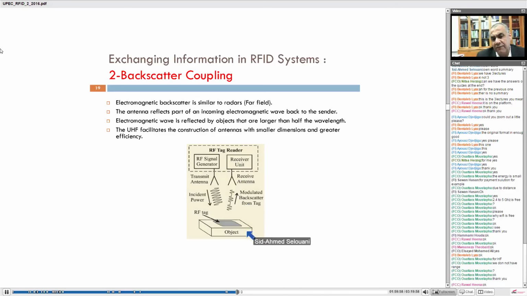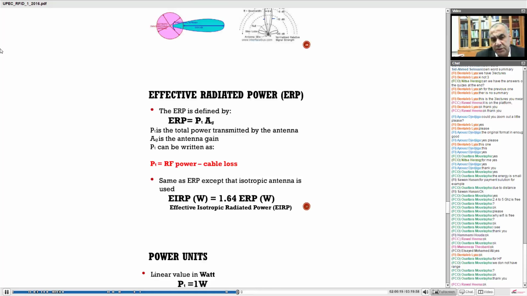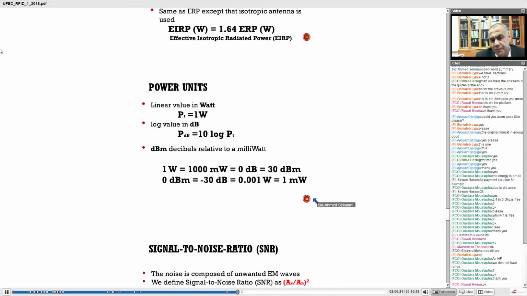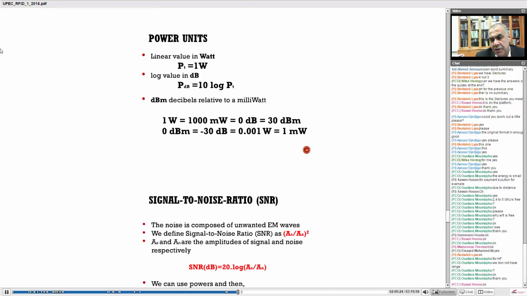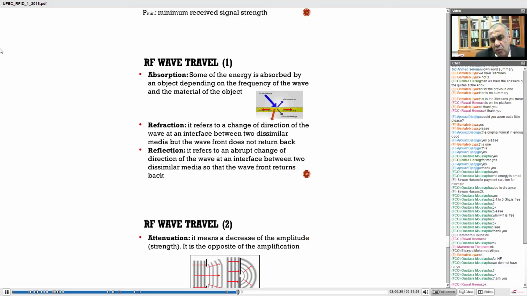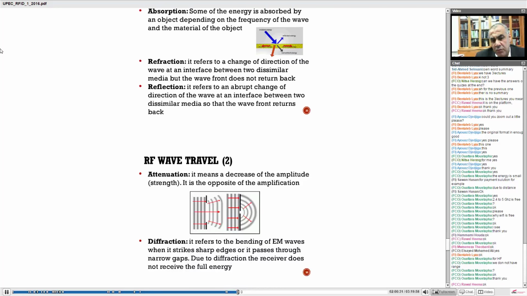The second method, used by UHF and microwave RFID, is backscattering or backscatter coupling. The electromagnetic backscatter is similar to the one used by radars, because it's far field, so the object and the reader can be far from each other. The reader sends the signal towards the object. The object receives the signal, and then it backscatters the signal.